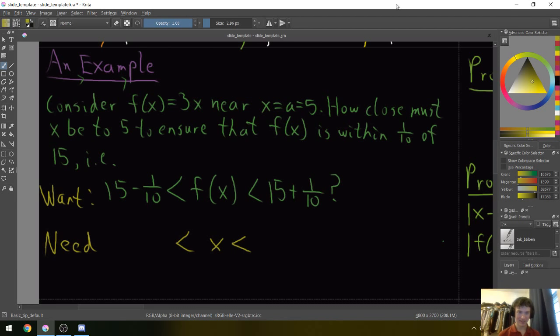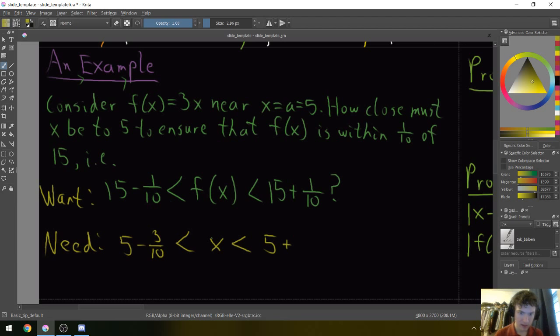So I believe this would just be, let me think of this. I believe that you would need 5 minus 3/10, and on the right side, 5 plus 3/10. Okay, let's... I think we might have multiplied instead of going the wrong way around.